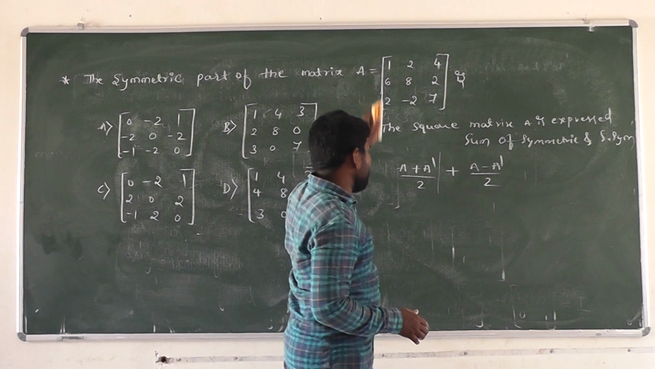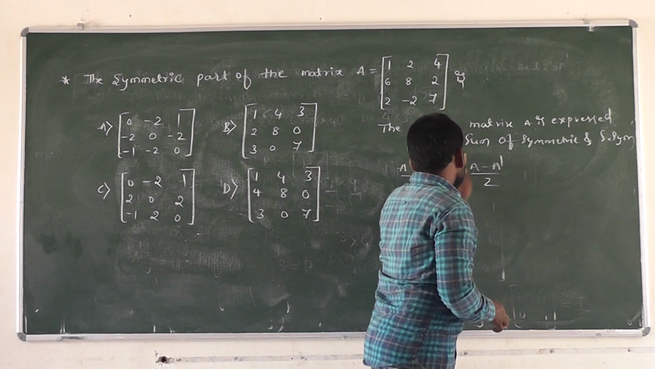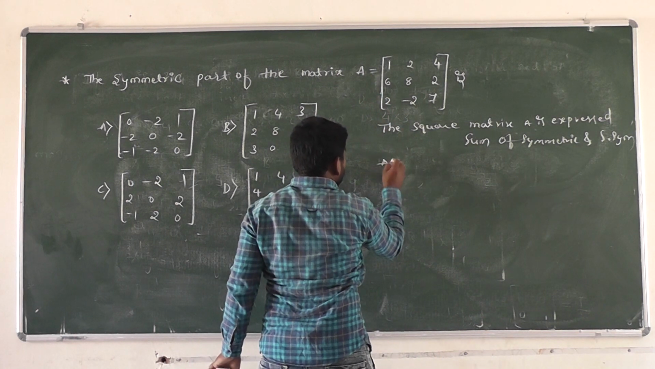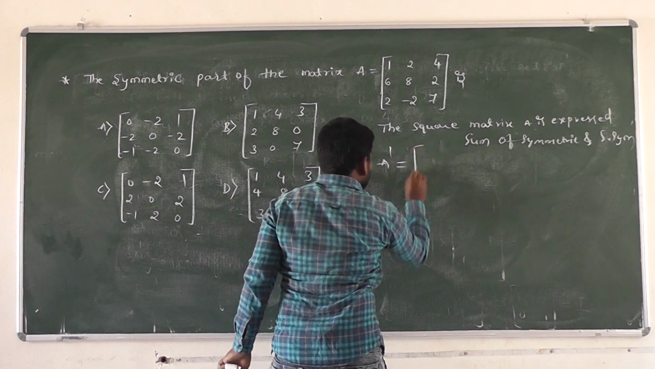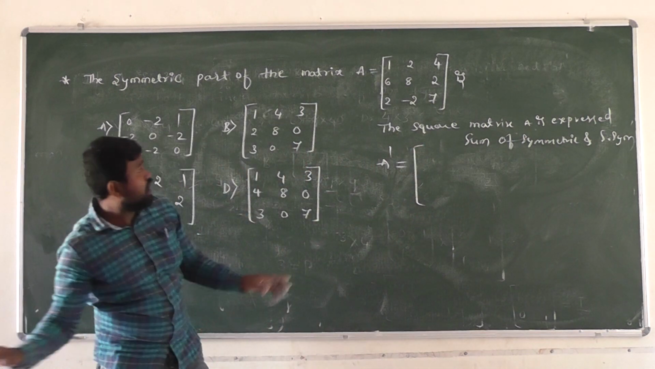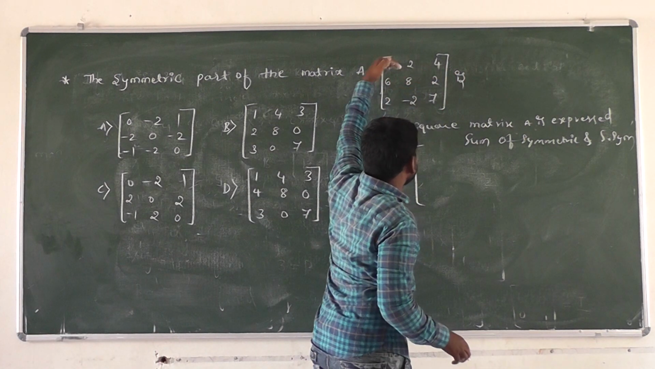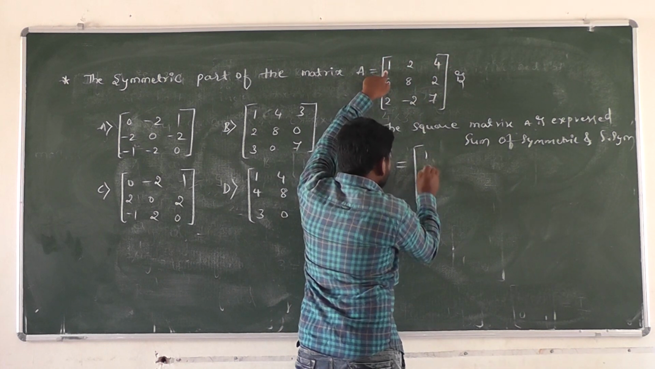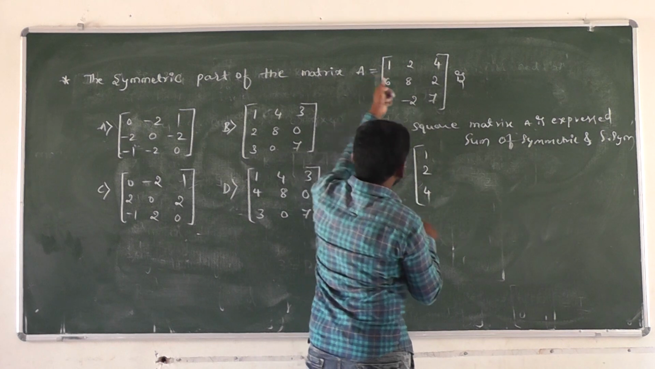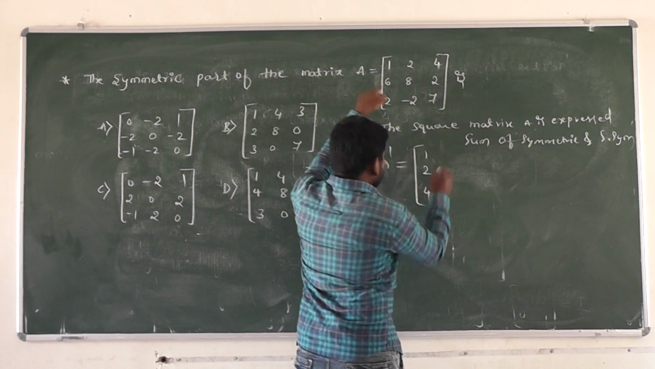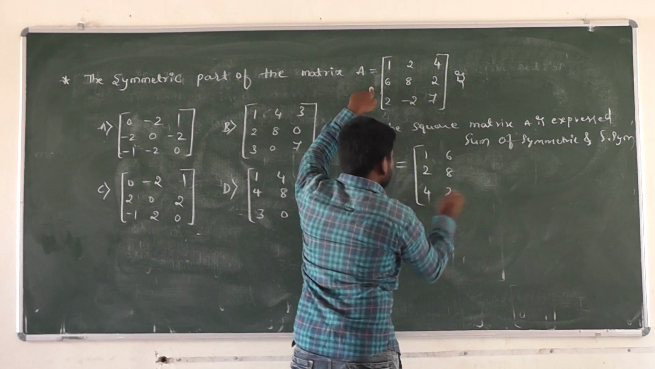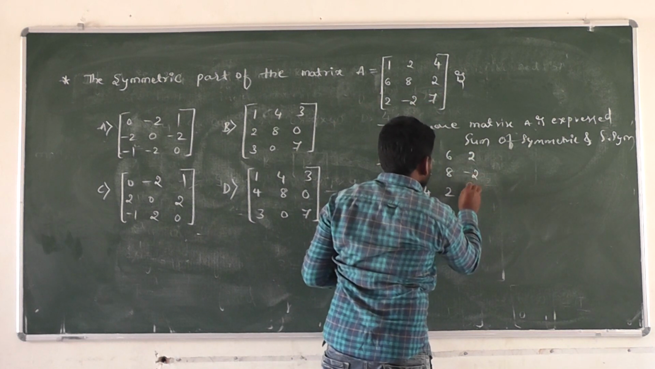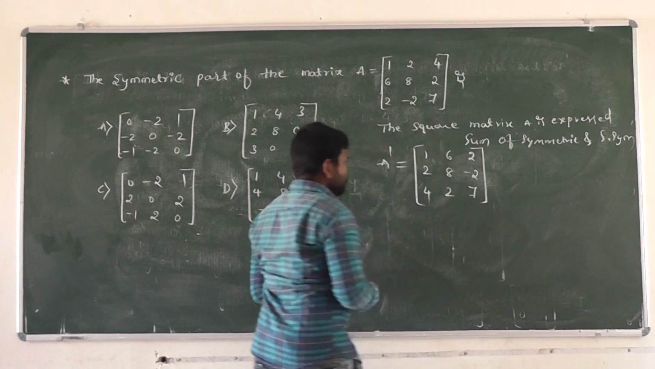Right? Then matrix A is given here already. First we have to find A transpose. What is the transpose of the matrix? We have to interchange the rows into columns. The first row becomes the first column: 1, 2, 4. The second row becomes the second column: 6, 8, 2. And the third row becomes the third column: 2, minus 2, 7. That gives A transpose.